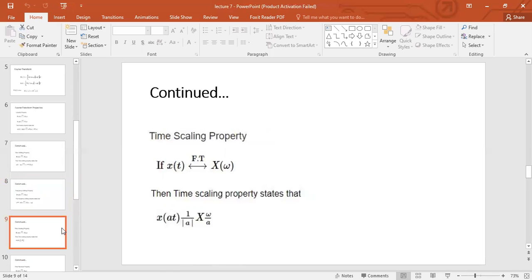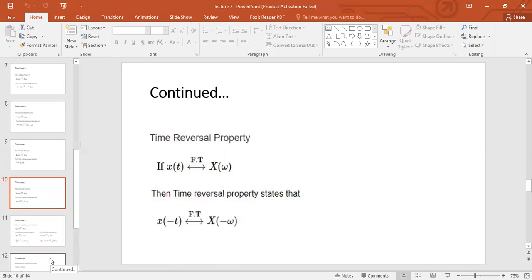We can see after that the time scaling property. Time scaling property states that x of at converts to 1 by a x of omega divided by a. Okay, the time reversal property. Time reversal property states that if x of t converts to x of omega after Fourier transform, then x of minus t converts to x of minus omega after Fourier transform.